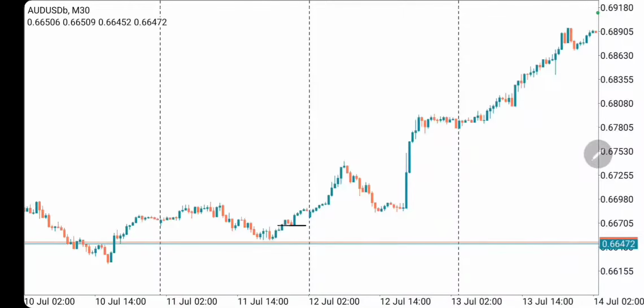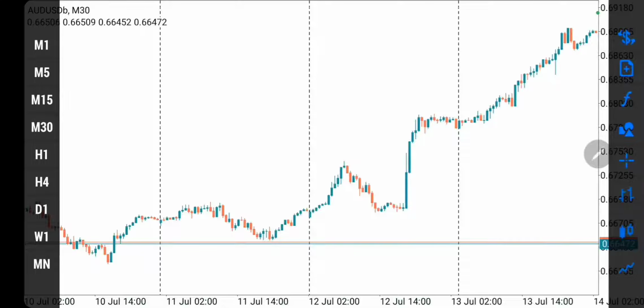Now you can see right at this point, we also have some sort of flag pattern right here, from the previous day into the new day. All right, so it occurs in different forms.